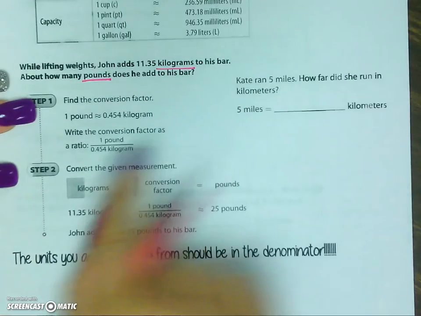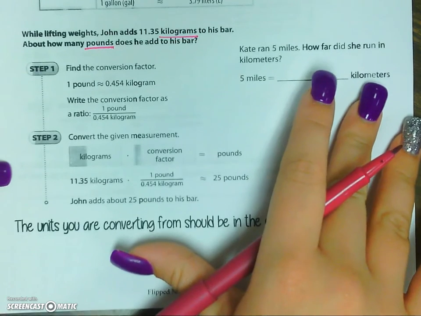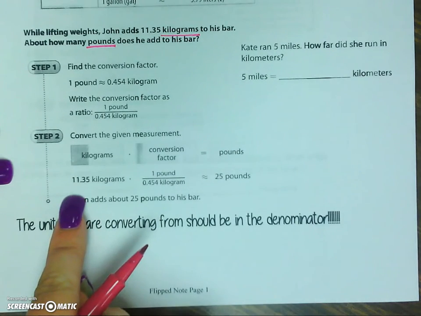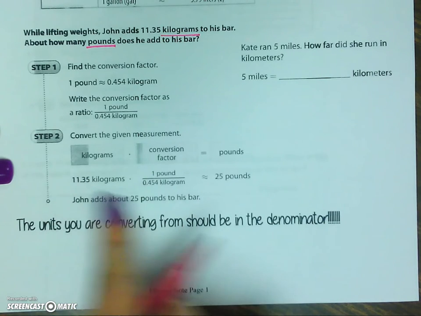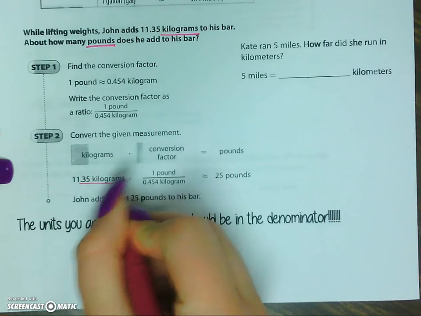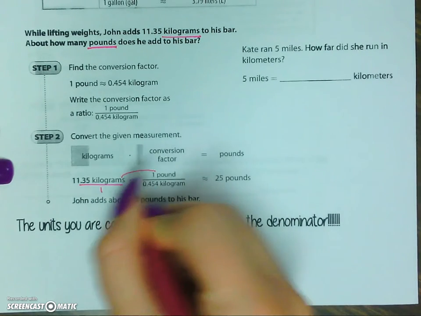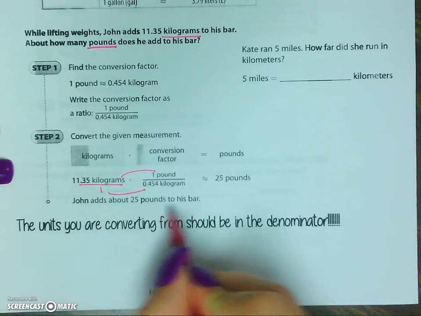Okay, so now we have it as a ratio. Now we're going to convert the given measurement. We take the kilograms and you multiply it times your ratio. So you just do top times top, bottom times bottom, which means you end up dividing, because really this is like over 1. And then you end up dividing. So John adds about 25 pounds to his bar.